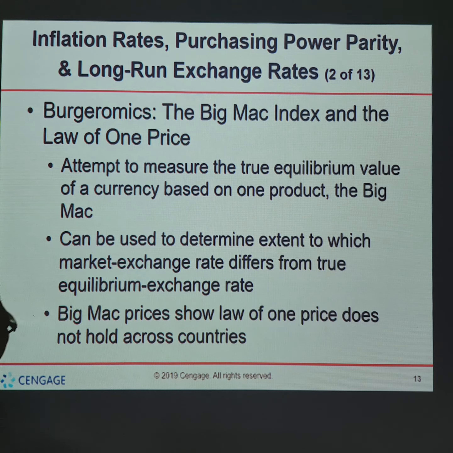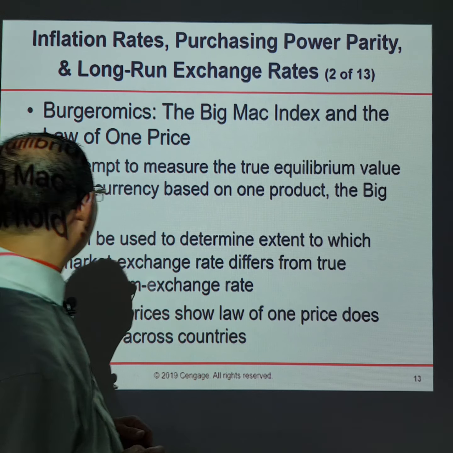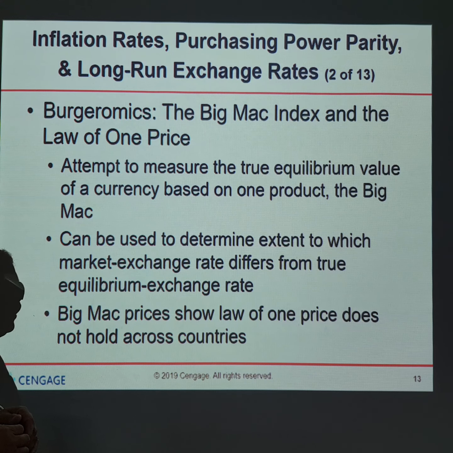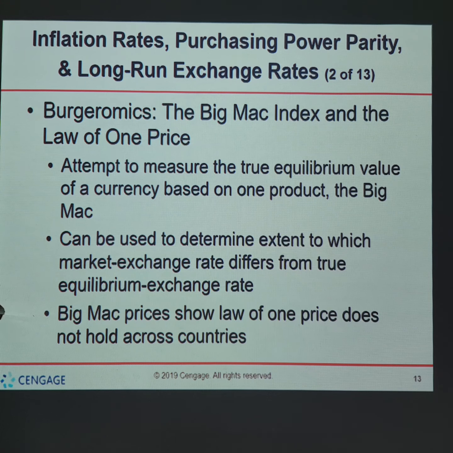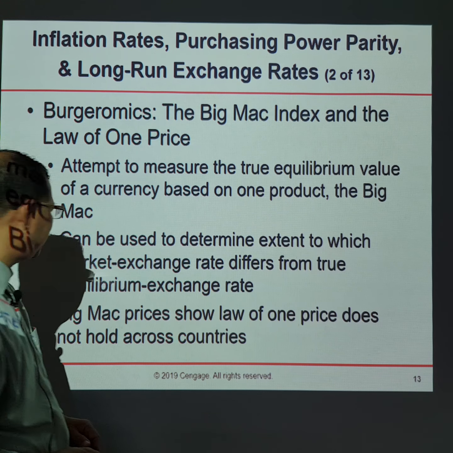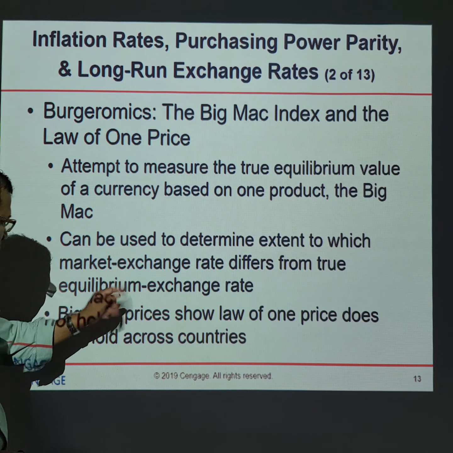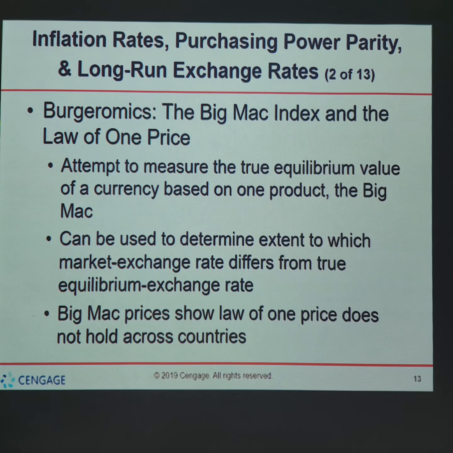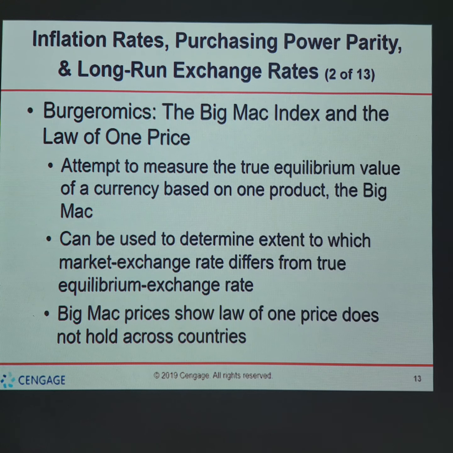So Burgernomics, the Big Mac Index and the law of one price, attempts to measure the true equilibrium value of a currency based on one product, the Big Mac, because it's sold all over the world. So it can be used to determine the extent to which market exchange rates differ from the true equilibrium exchange rate. Big Mac prices show the law of one price does not hold across countries.